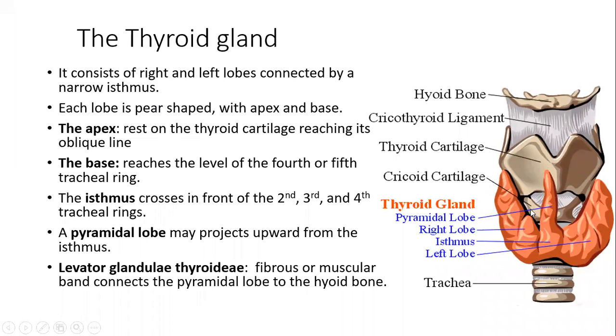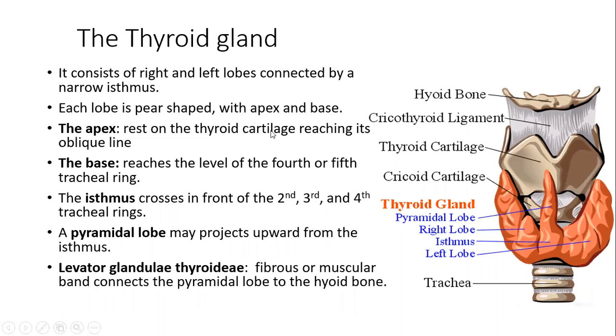Each lobe is pear shaped with an apex and a base. If you see here, each of these lobes, these are the two lobes of the thyroid gland, looks like a pyramid with an apex on the top. So this is the apex on the top, and this is the base, on either side. So it looks like a pyramid on either side.